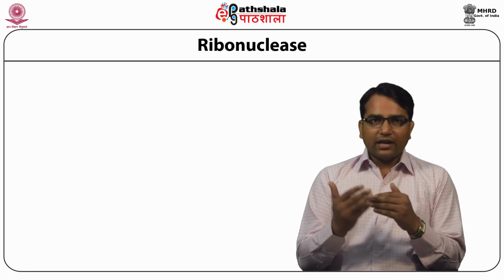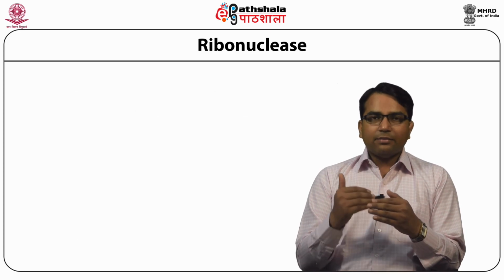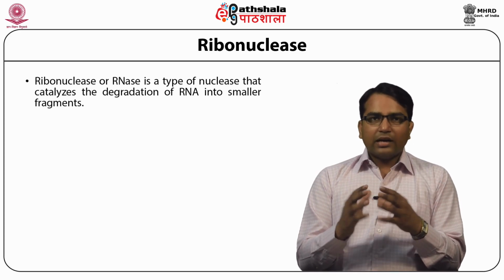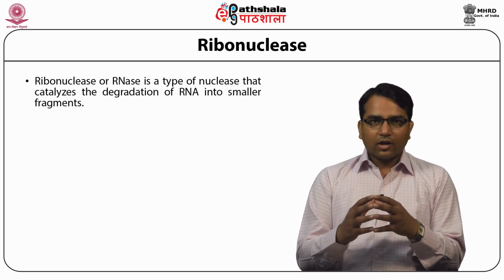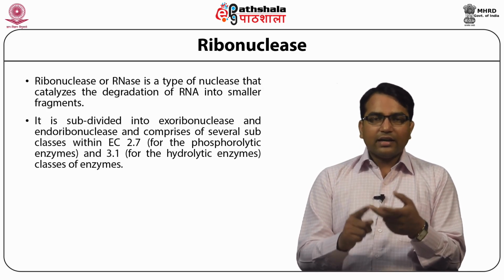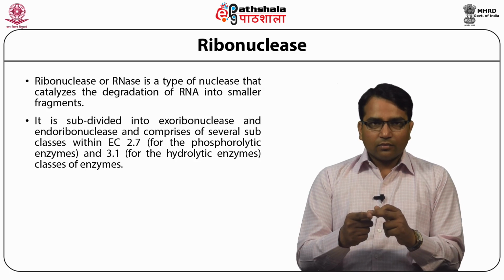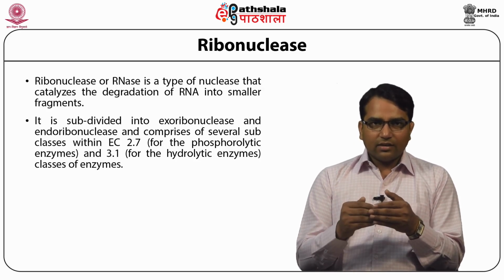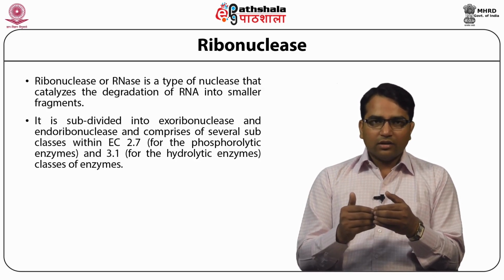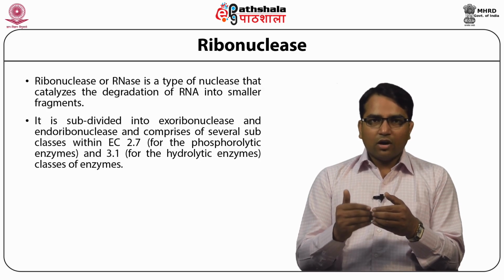After discussion of the second enzyme, carboxypeptidase, let's discuss the ribonucleases, that is the third enzyme. Ribonucleases, also known as RNases, are a type of nuclease that cleaves RNA into smaller fragments. Ribonucleases are further divided into 2 groups: the first is exoribonucleases and the second is endoribonucleases, which comprise several subclasses within EC 2.7, if it is a phosphorylated enzyme, or in EC 3.1 if it is a hydrolytic enzyme.